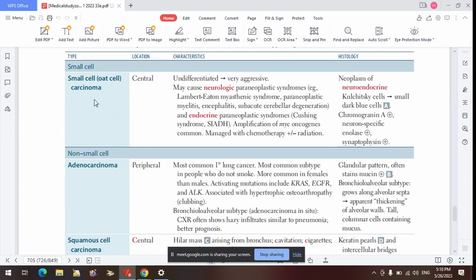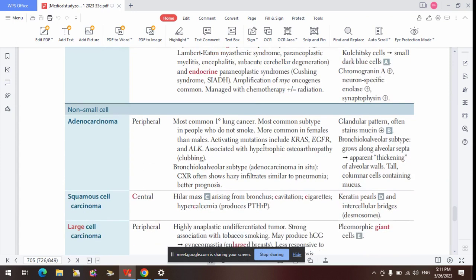So that's that about small cell carcinoma. We should not forget it's a neuroendocrine tumor. You see the small round blue cells, they are specific. They stain positive for chromogranin A, the NSE (neuron-specific enolase), and synaptophysin.